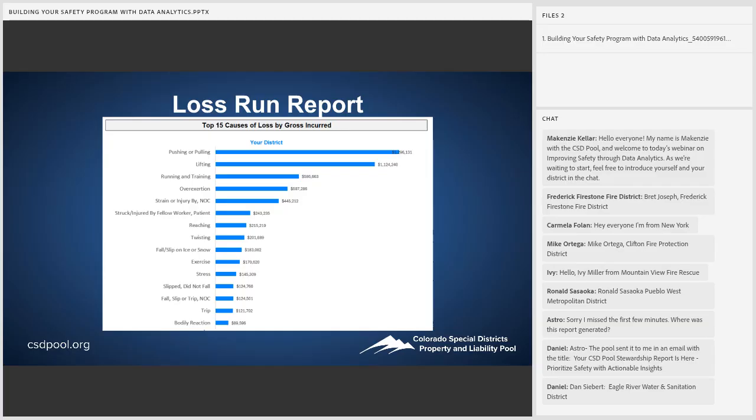With the first section of the loss run report, you will see the 15 causes of loss by gross incurred. Whenever it says gross incurred, we are ranking these by how much they cost the district. Whenever you see a big one here, like strain by injury for $445,000, that could be a combination of 10 injuries adding up to that, or it could be a single injury that adds up to that cost. But the key takeaway is we're looking at what our heavy hitters are for our districts.